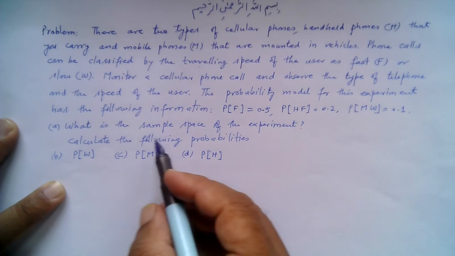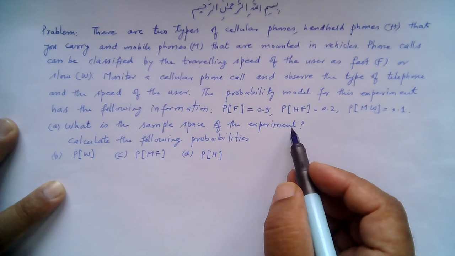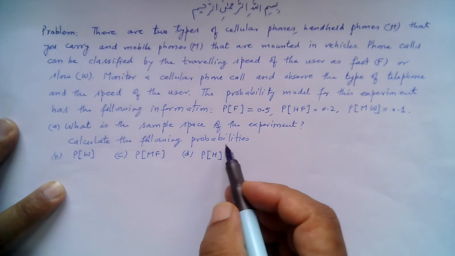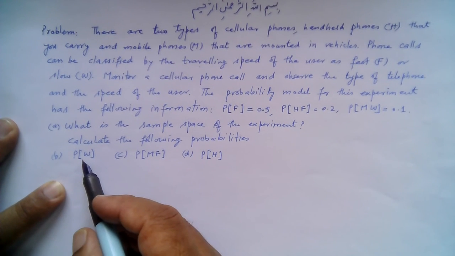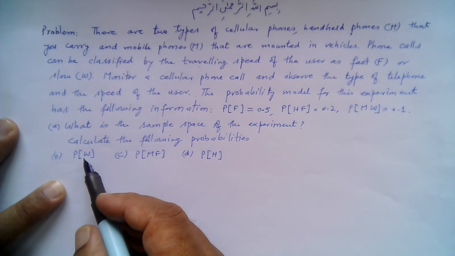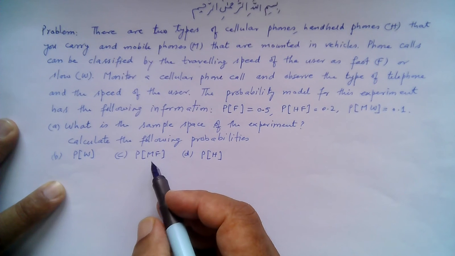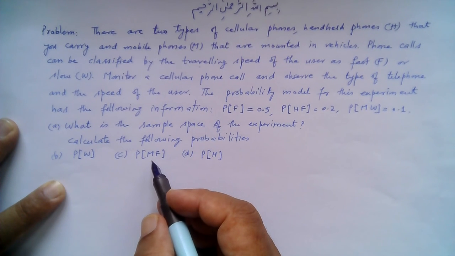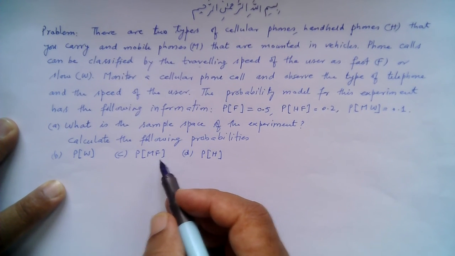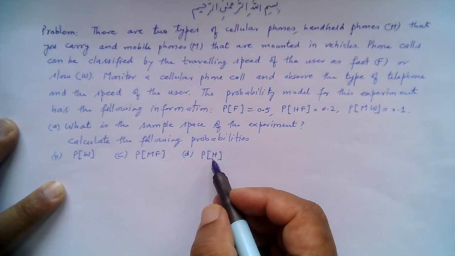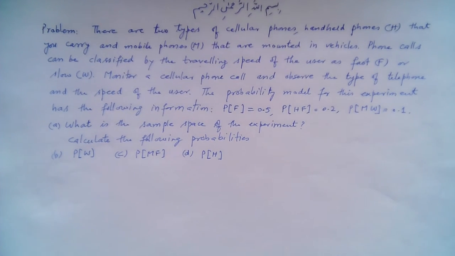So what is the sample space of the experiment? And calculate the following probabilities. Probability that the phone is slow, probability W. PMF, probability that the mobile phone is fast, and probability of a handheld phone, cellular phone.